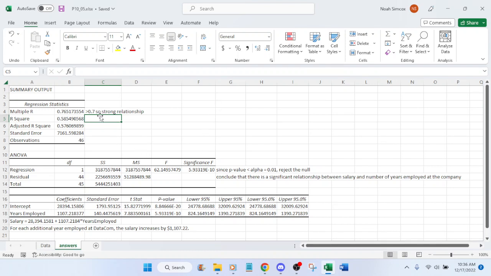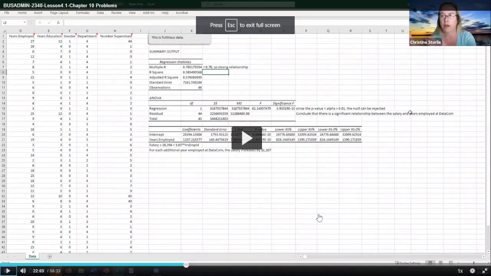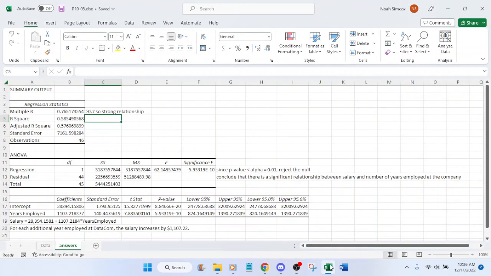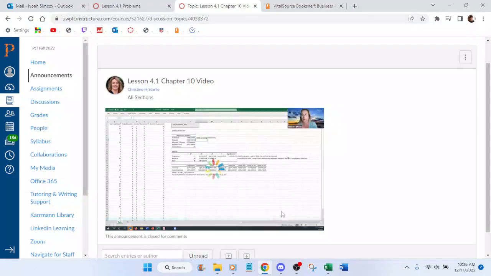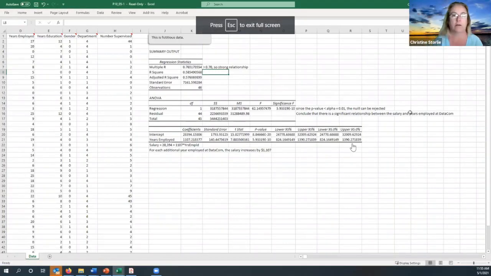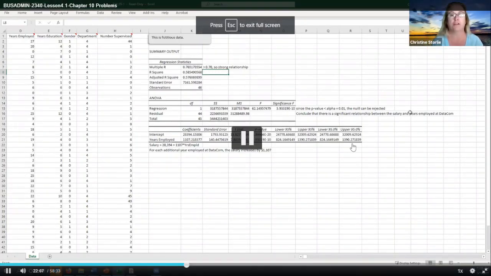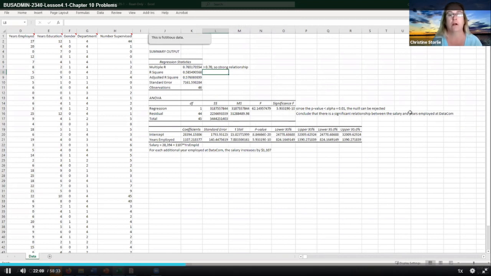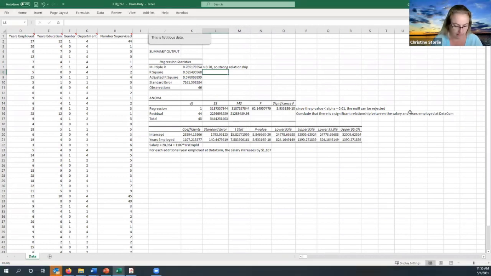Did we get the same numbers? 0.7651, 5.93 to the negative 10. For each additional year, raising the salary. All right, and our R squared is 0.5854, so 58 point.